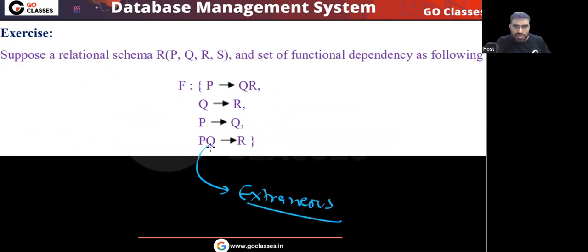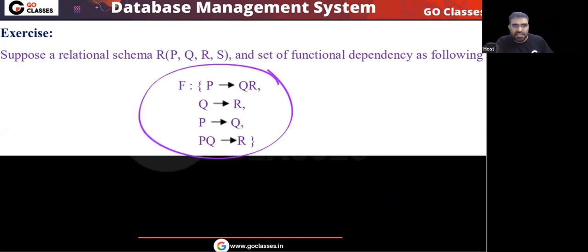This is extraneous, so we can remove it. This Q, you can remove it. Now, can I say P is also extraneous? Q is also extraneous. In this, P is also extraneous, and this Q is also extraneous. Can I remove both of them?